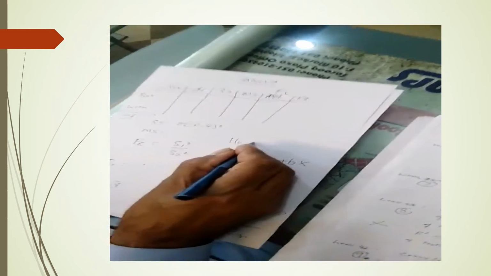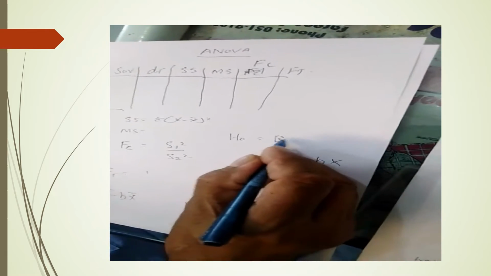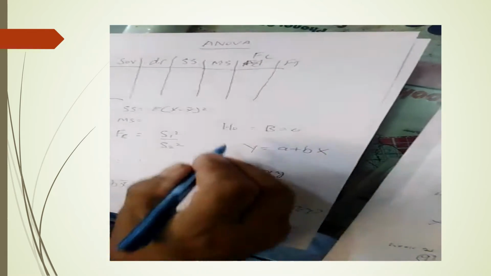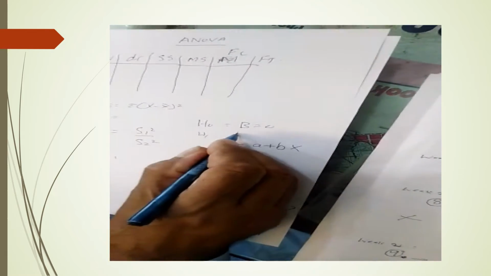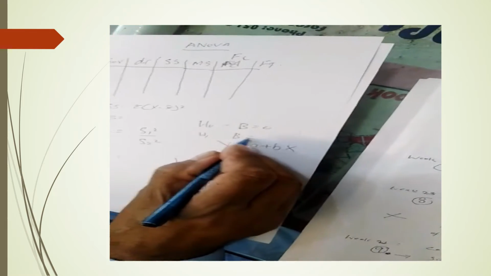The sampling distribution of a is also normal with some mean and variance. The b, the regression coefficient, also has a normal sampling distribution with some mean and some variance. We may test H naught that b is equal to 0, with the alternative that b is not equal to 0.